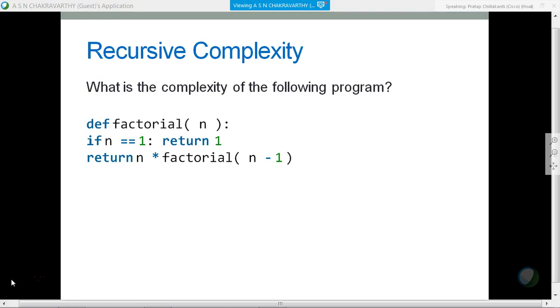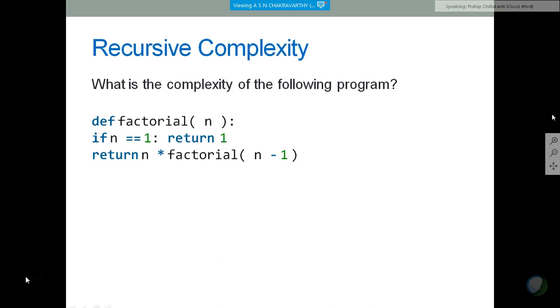Now, 5 seems to be a magic number. Let's take n equal to 5. What happens? Trace it. You know how to trace, right? You say, okay, factorial 5, is n equal to 1? No, it's not. Trace one line, second line, next number, like that. Initially, you start with factorial 5, then you go there, then maybe at the next level you'll say factorial 4, like that.